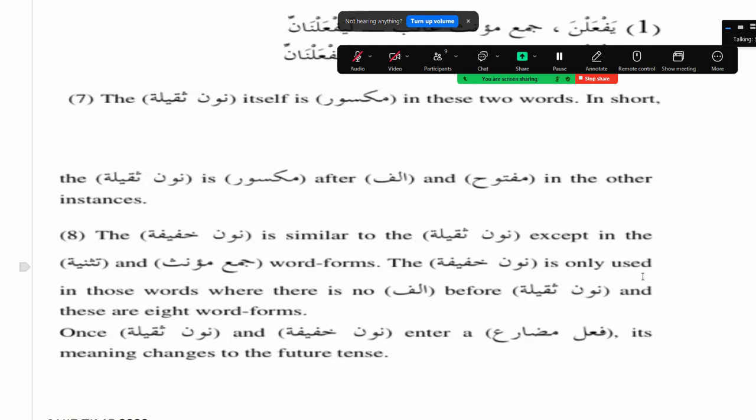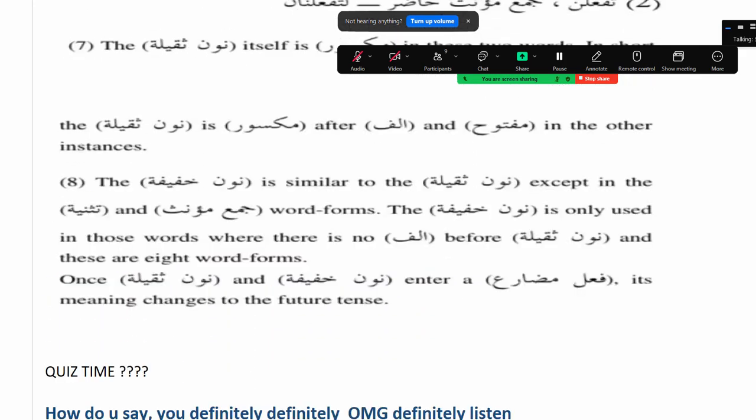And the Nun Khafifa is only used in those words where there is no alif before Nun Thaqila, and these are 8 word forms. So once Nun Thaqila and Nun Khafifa enter the fi'l mudari, its meaning changes to the future tense. How do you say?